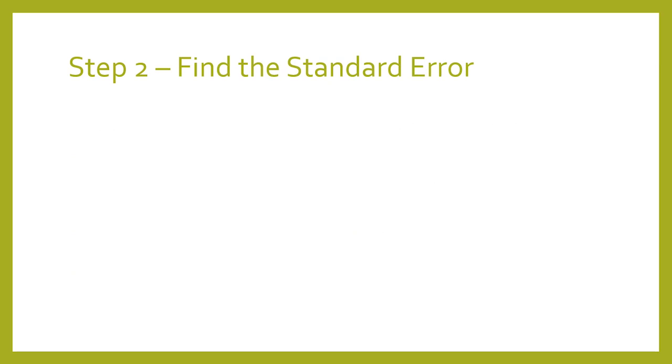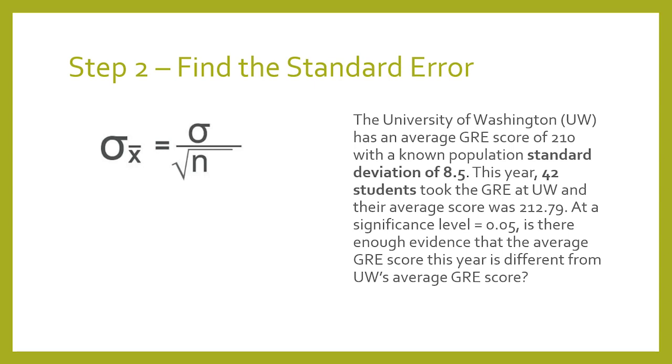Sometimes the standard error is given to us in the problem, but often we have to calculate it ourselves. To find the standard error, we simply take the standard deviation and divide it by the square root of our sample size. The problem tells us that our standard deviation is 8.5 and we have a sample size of 42 students. Putting this into our calculator, we get 1.31. Now that we have the standard error, we can use it in step 3 to find the z-score.